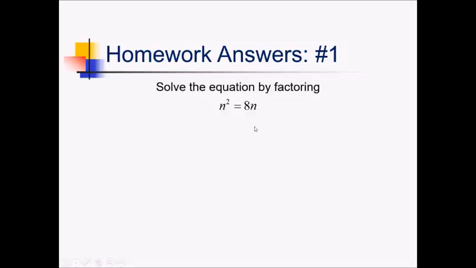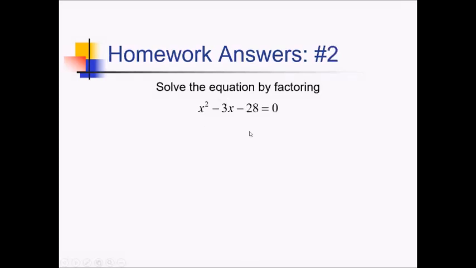To solve this equation by factoring, we first need to get everything on one side of the equation. So let's start by subtracting this 8n to the left side. That gives me n squared minus 8n equals 0. At this point, I see that I have two terms, both of which have an n in them, so I can take out a common factor of n. Then inside my parentheses, I'll have n minus 8. Now setting each of these two factors equal to 0, if n equals 0, well then n equals 0. And if n minus 8 equals 0, adding 8 would give us an n value of 8.